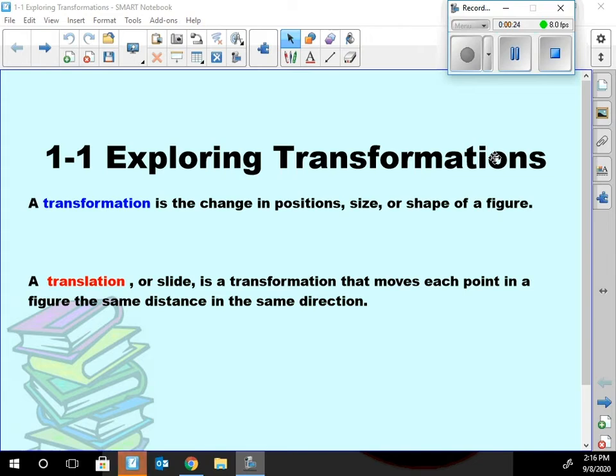Our first section of the notes is 1-1 exploring transformations. A transformation is the change in position, size, or shape of the figure. Our first type of transformation is called a translation. This is a slide, or a transformation that moves each point in a figure the same distance in the same direction. Think, for instance, of a chessboard.